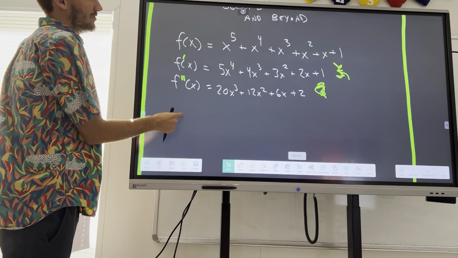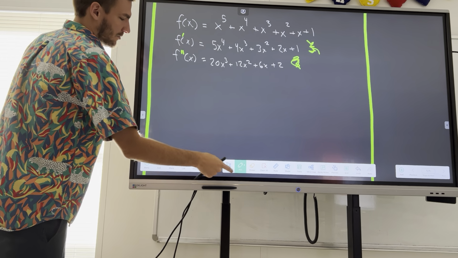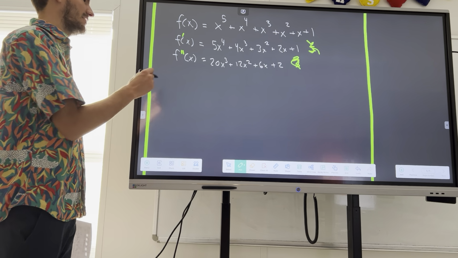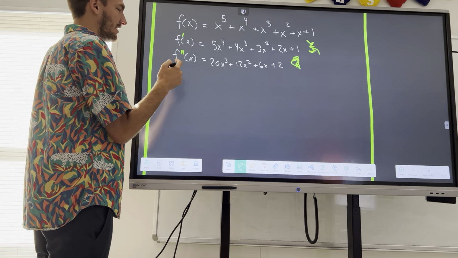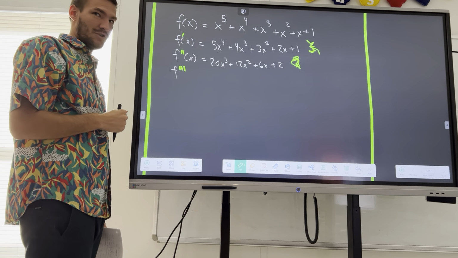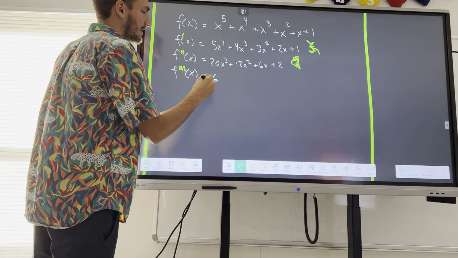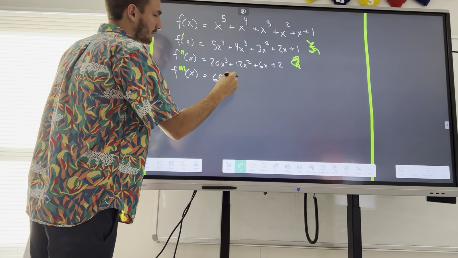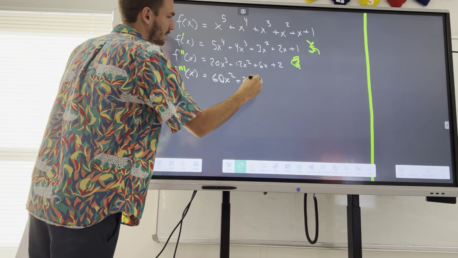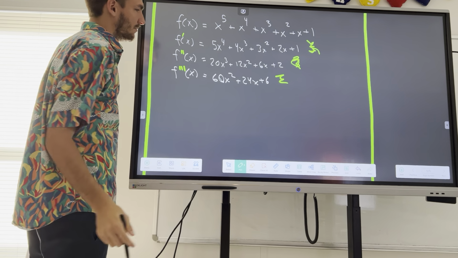So just for the sake of it, we're going to do that. We're going to see how long it takes to get to 0, which is also pretty predictable. The third derivative is 3 little hash marks. That's going to be 60x squared plus 24x plus 6. That one's going to go away.